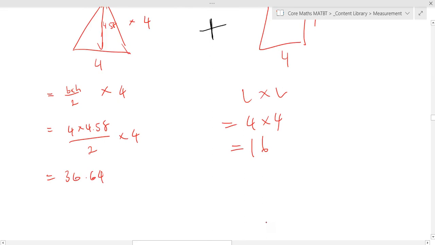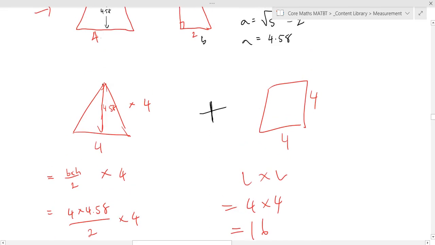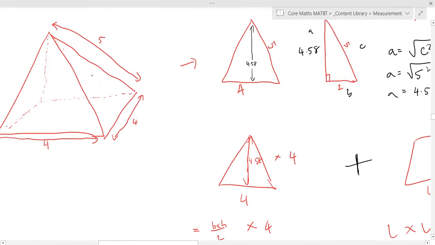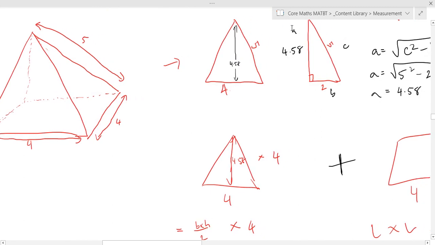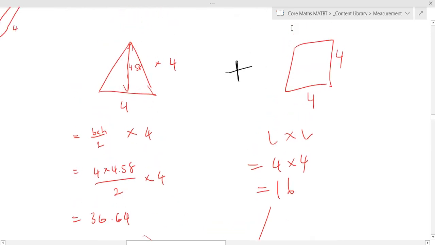So adding all that together will equal 52.64. So that's more or less how we do your triangular pyramids. It's really just about finding the area of the triangles, where you might need to use a bit of Pythagoras, and then adding the area of the square, or it could be a rectangle. So there isn't really a formula. A lot of these shapes, there's not really a formula that you can use.